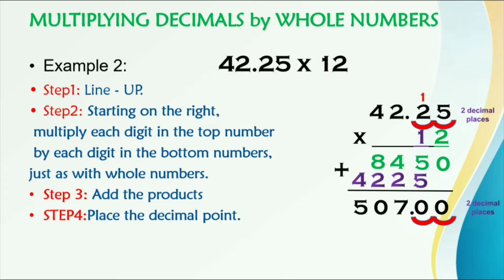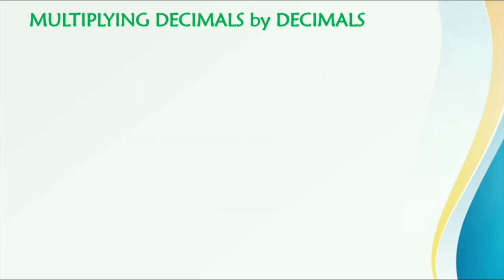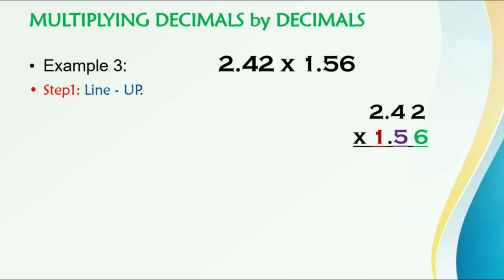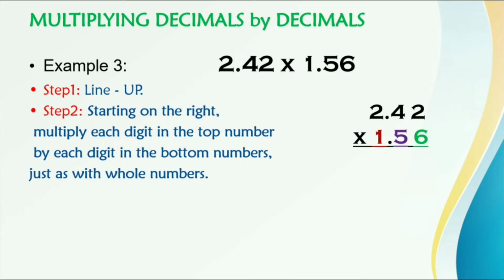Okay, so ganyan kung paano mag-multiply ng decimal by whole numbers. Okay, so ngayon naman, paano naman kung mag-multiply tayo decimals by decimals? Okay, we have example here, 2.42 times 1.56. Okay, ganun pa rin. Una, i-line up muna natin sila. Okay, and then, magsisimula tayo sa right ng pagmumultiply.